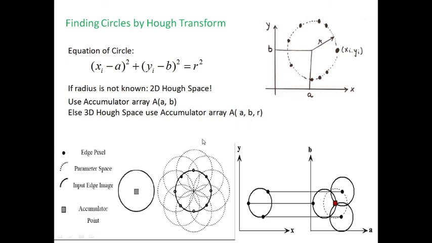The same thing here: each point on a line gives me a line in the Hough space. Here a point on the circle gives me a circle in the Hough space. You can see the same thing here: a point on the circle gives me a circle in the Hough space. So if I consider 3 points here, 1 point, 2 point, 3 point, these 3 points give me 3 circles in the Hough space.